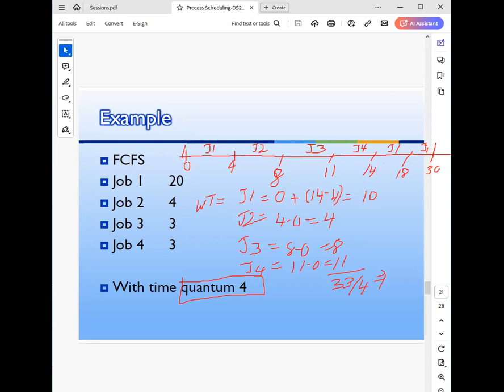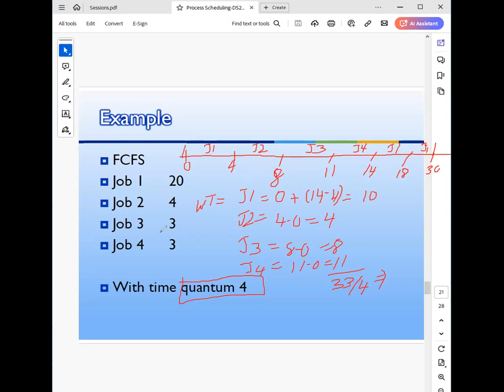This one, the Gantt chart, I will explain again how I have drawn it. You have job 1, job 2, job 3, and job 4 in the queue, and the time quantum is 4. So we start from 0. Job 1 came first, so the first 4 milliseconds will be given to job 1, like this. Then the next 4 milliseconds, we give to job 2 because it's next in the queue, right? Each time, for every job, we will try to give 4 milliseconds.